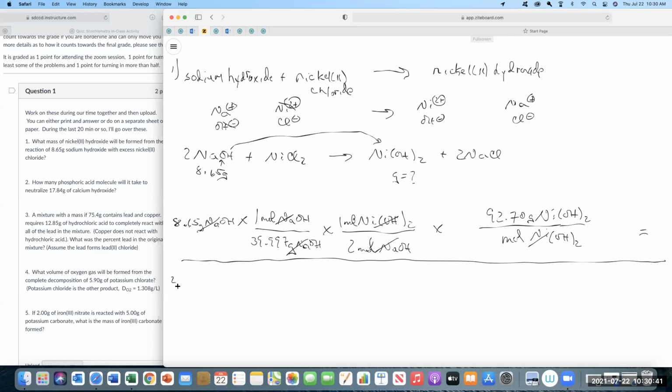Okay, I'm going to kind of just use the space the best I can. Number two says how many phosphoric acid, that should be plural, molecules will take to neutralize. So I try to use some different words to get you guys used to different words. Neutralize just means react with. So we're going to have phosphoric acid. So this is a nomenclature thing. Phosphoric maybe comes from phosphate. And if you have trouble with the nomenclature, that's why you should review it. And nomenclature is not easy. And it's reacting with calcium hydroxide.